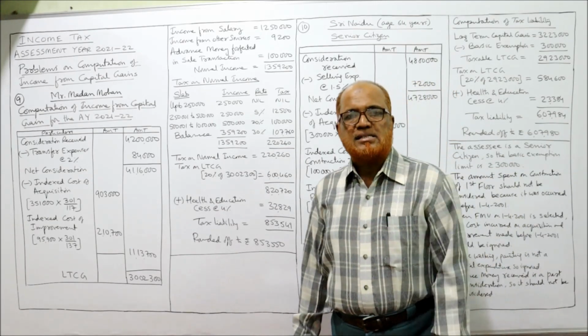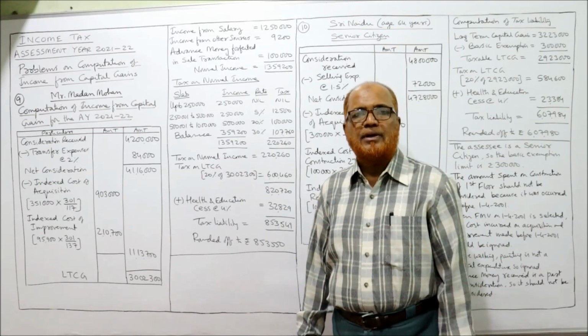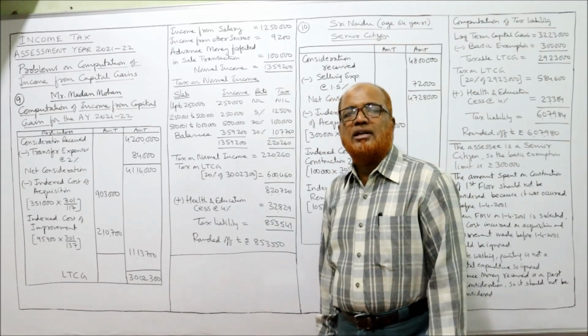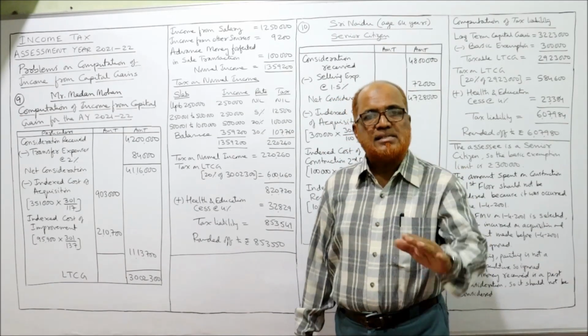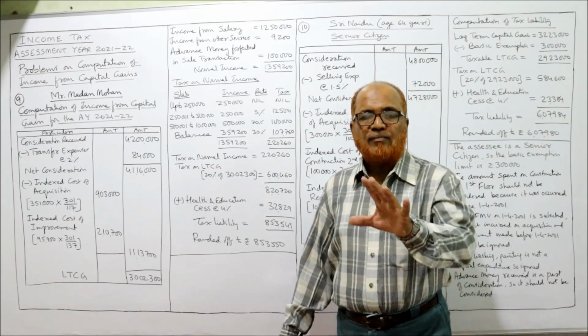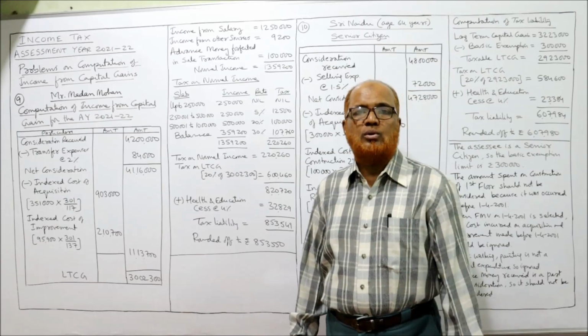Now this assessee is having two incomes, normal income and special income. This LTCG is a special income because there is a flat rate of tax, 20%, separately taxable. Apart from this, this assessee is having income from other sources also.